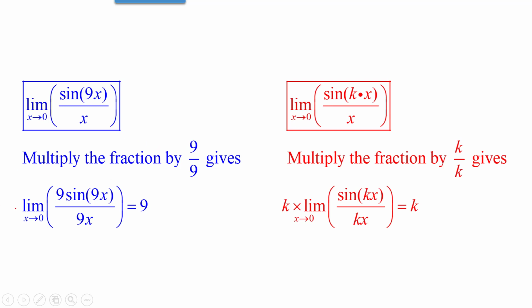So if I take the 9 outside, now sine 9x over 9x would be 1, so that's going to be 9 times 1, which is 9. So as a general rule, if I'm finding the limit of sine of kx over x, all I need to do is to multiply both the numerator and the denominator by k over k, and then I can take this numerator k outside, so I'm left with the limit of sine kx by kx when x approaches 0, and that would become 1, so it's k times 1, which gives me k.